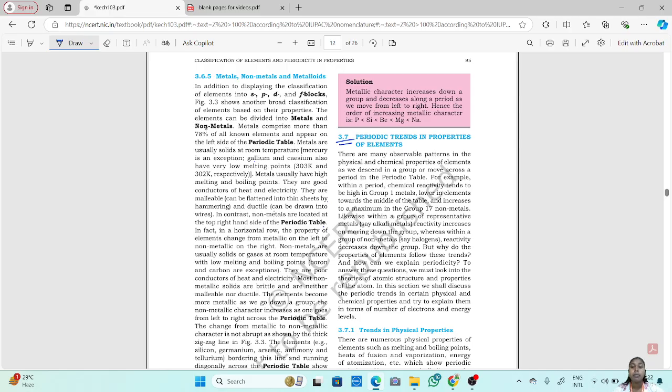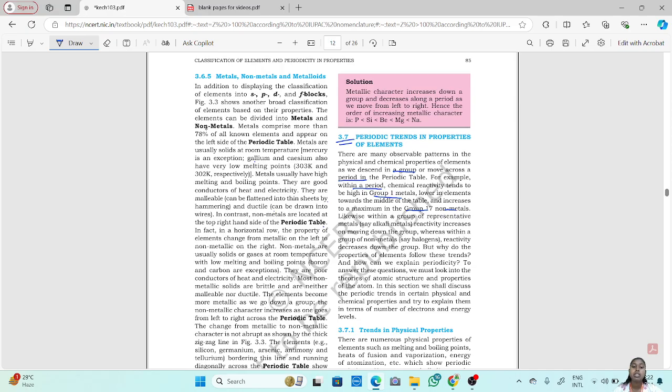And each of them either increases or decreases in the group, or across the period. Either they will increase or decrease in the group from top to bottom, or increase or decrease from left to right in the period. For example, within a period, chemical reactivity tends to be high in group 1, lower in elements towards the middle of the table, and increases to a maximum in group 17, that is non-metals.